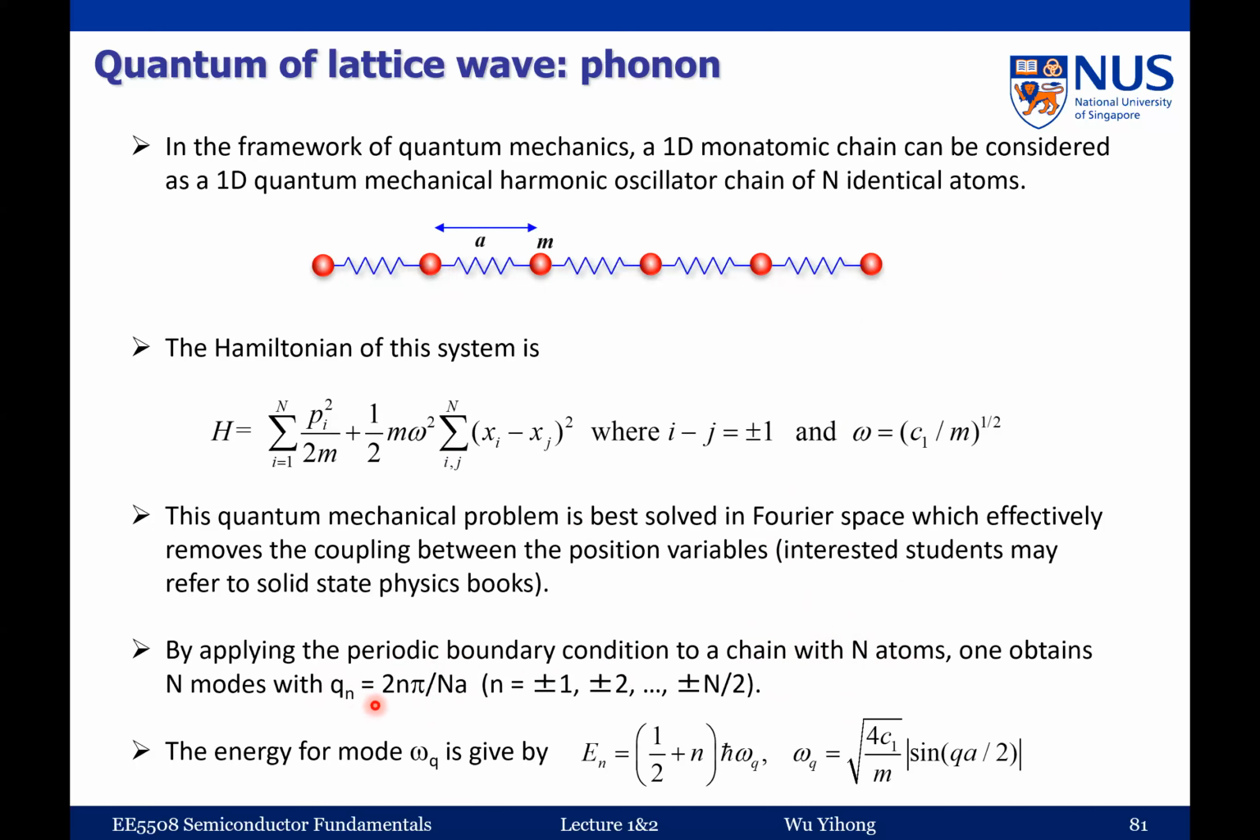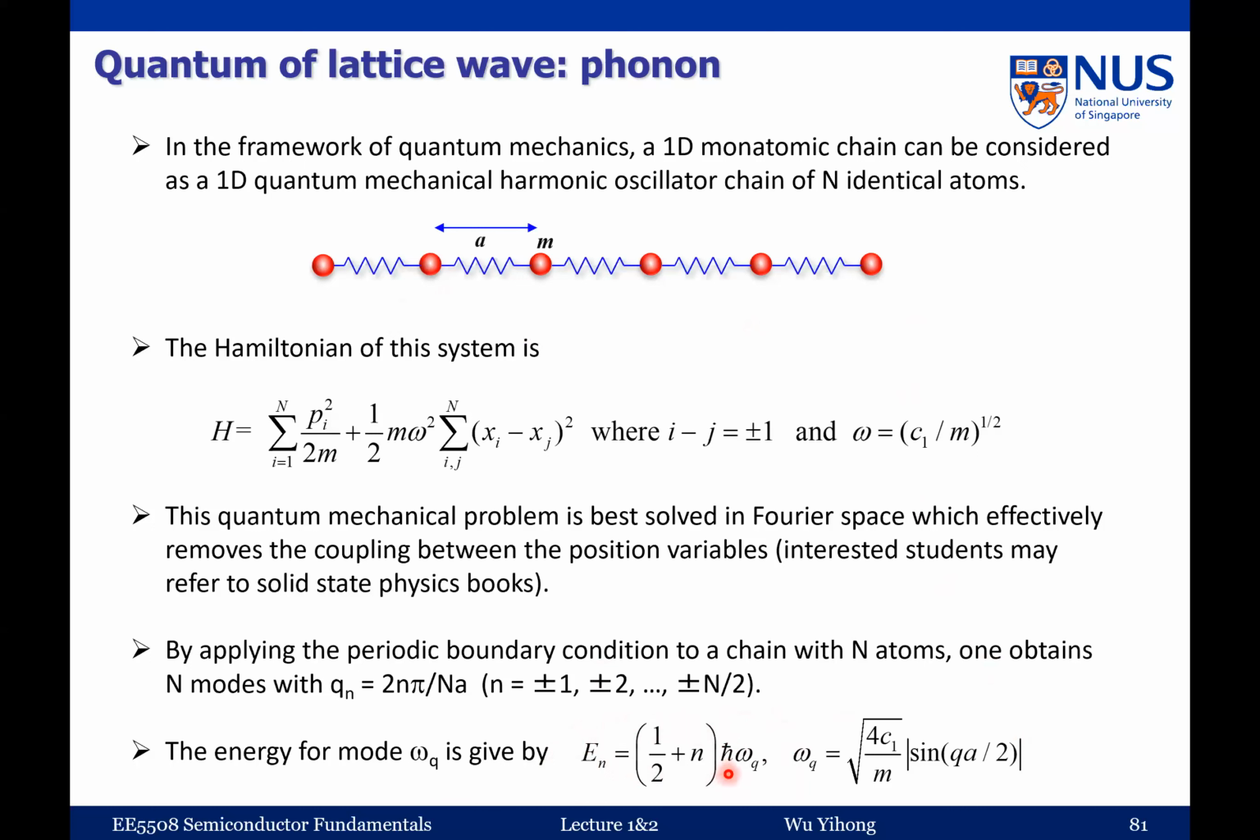Now, this q_n basically defines the concrete, discrete vibration modes. Once you know this, we can substitute this q_n into this dispersion curve, which we derived using classical physics. Then you get omega_n. Once you know omega_n, you substitute it into this equation, which is actually for a single harmonic oscillator, and you get the quantized energy of this monatomic chain. So in principle, you still can solve it.